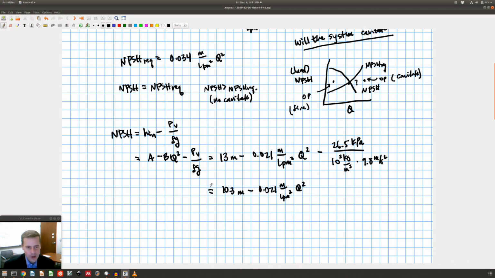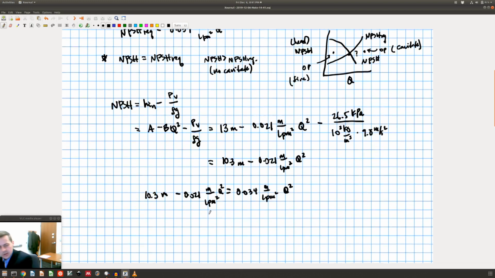Now I need to find that point where they're equal, so I need to set NPSH equal to the required NPSH. So I'm going to have 10.3 meters, lowercase m, minus 0.021 meters over liter per minute squared, Q squared, is going to equal 0.034 meters over liter per minute squared, Q squared. Now I can add this piece over here, divide by that, and take the square root. That's what I'm going to do.